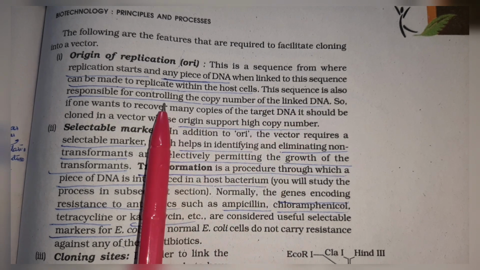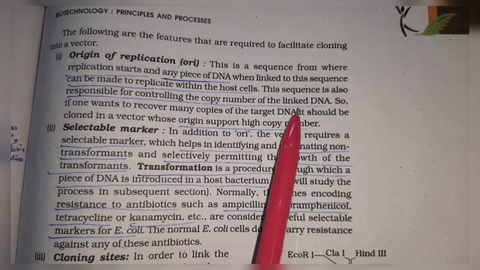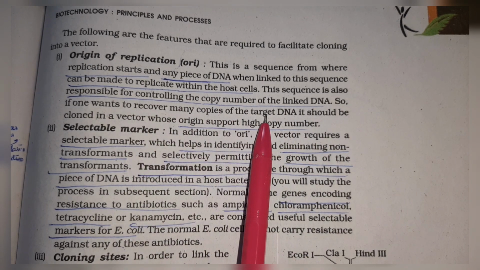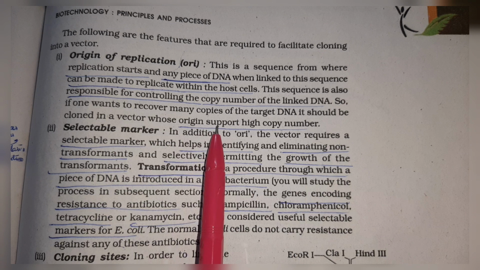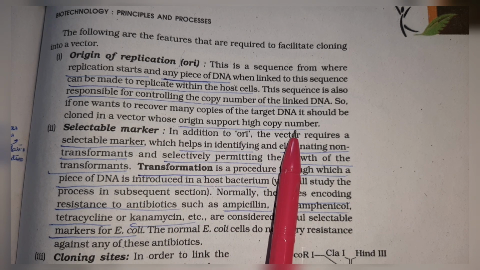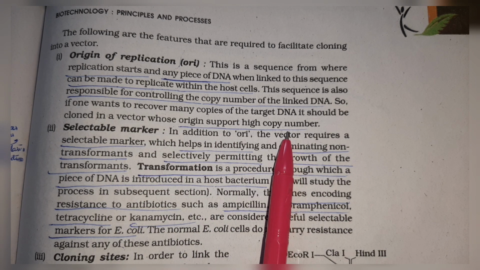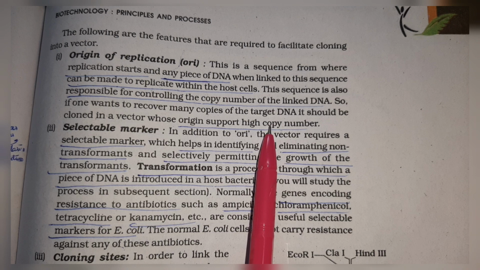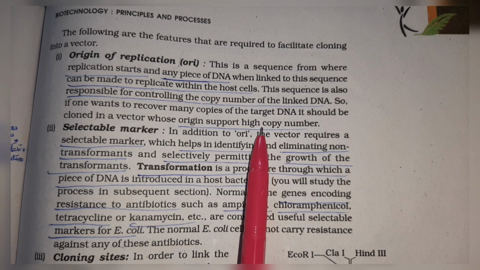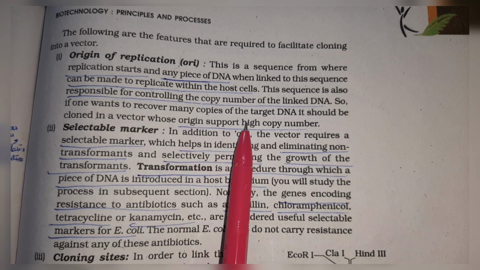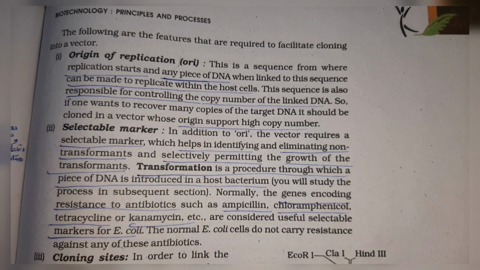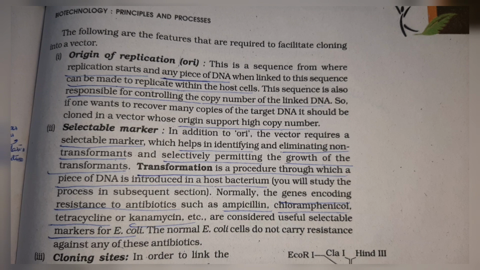This sequence is also responsible for controlling the copy number of the linked DNA. So if one wants to recover many copies of the target DNA, it should be cloned in a vector where the origin supports high copy number. Exactly, if this vector has high copy number, meaning it can produce many copies, then this vector should be selected. Its ORI also makes many copies. Therefore, the foreign DNA should be placed near the ORI, and this vector should have high copy number.